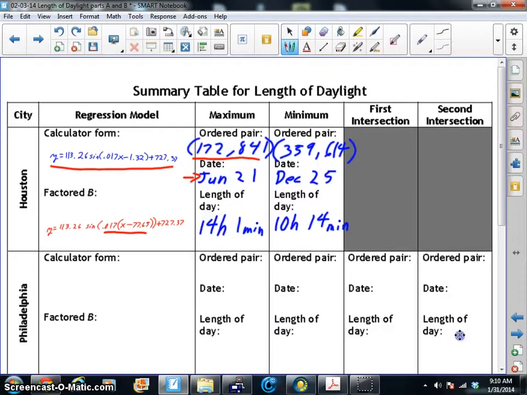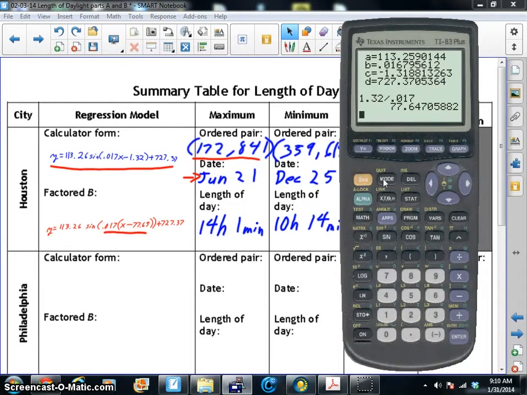Now, to get the length of daylight, it's pretty easy. All I do is just this. I just go ahead and take 841 divided by 60. That's 14 hours. I subtract the 14, then I multiply by 60 on the remainder, and that gives me 1. So it's 14 hours 1 minute.